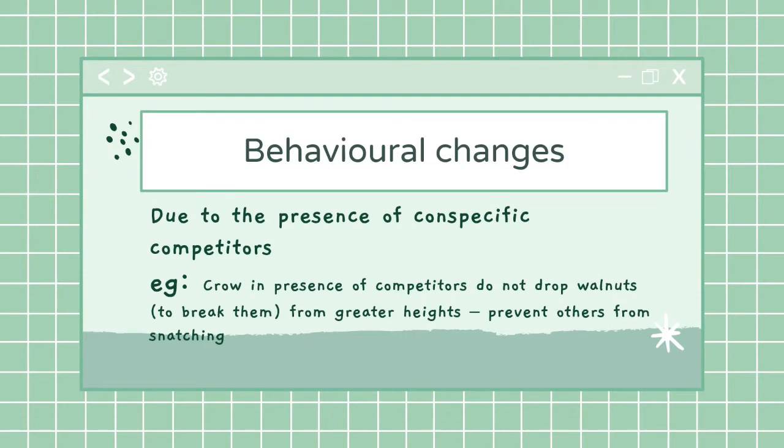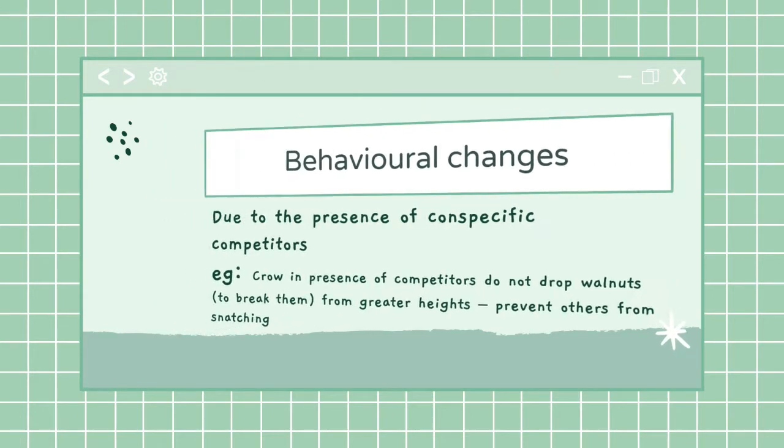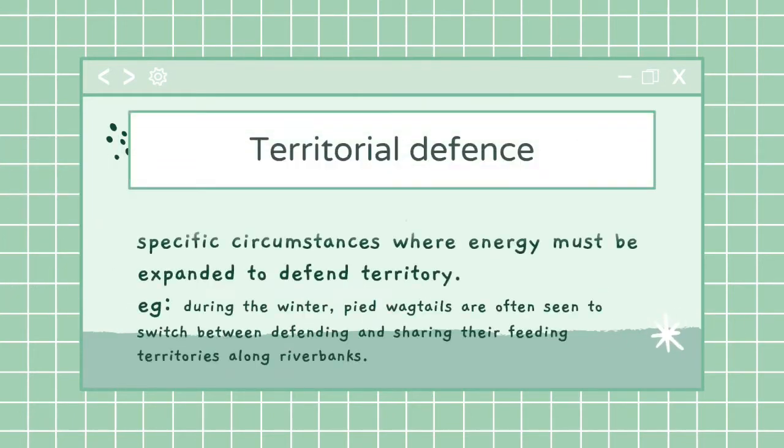Next, we go into behavioral changes. As conspecific competitors are present in the food chain, the behavior of animals changes drastically. Lastly, territorial defense in animal behavior. This is a strategy to defend their territory against potential competitors. It is economical under certain conditions in which animals must expend their energy to defend their territory.